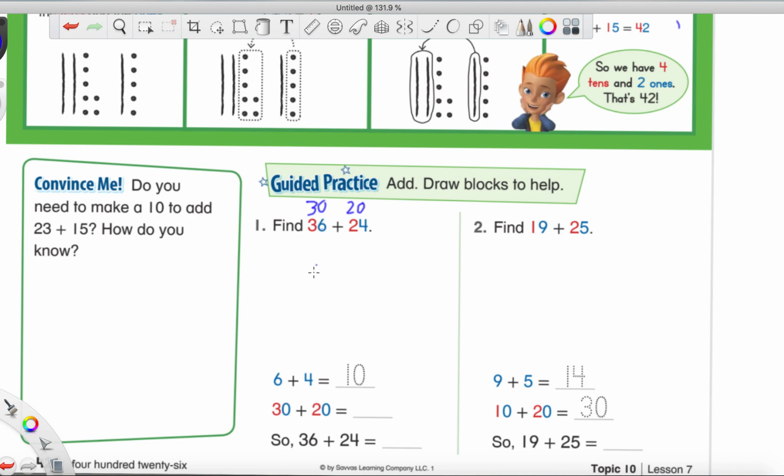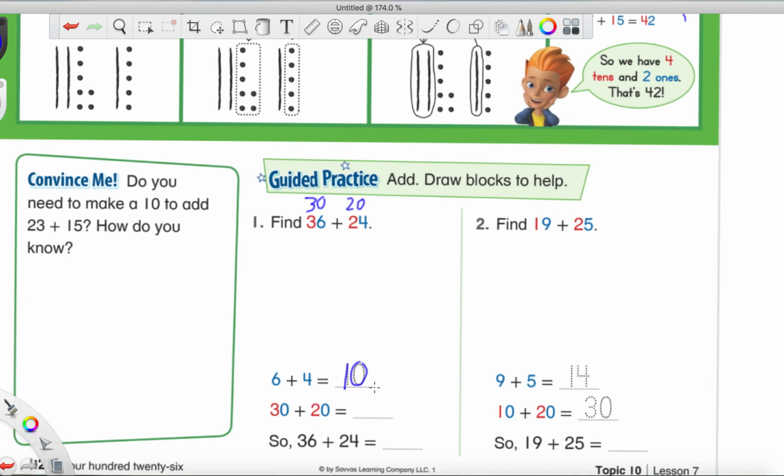Okay, so they pulled out the 1s, the 6 and the 4, and 6 plus 4 makes 10. So we can go ahead and trace that 10. Now, let me zoom in just a little bit here.